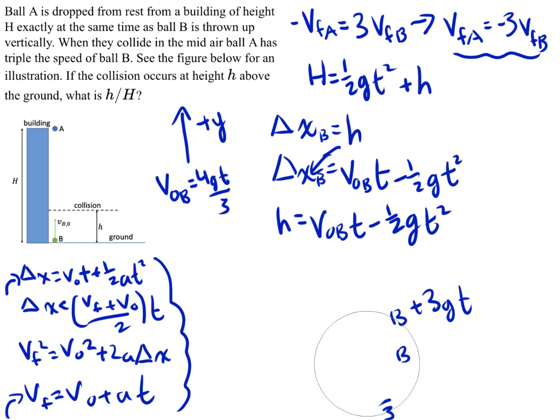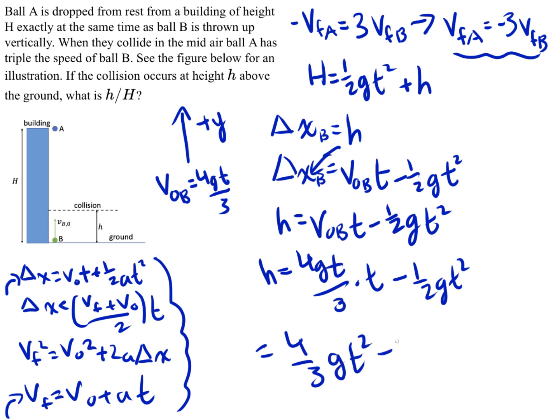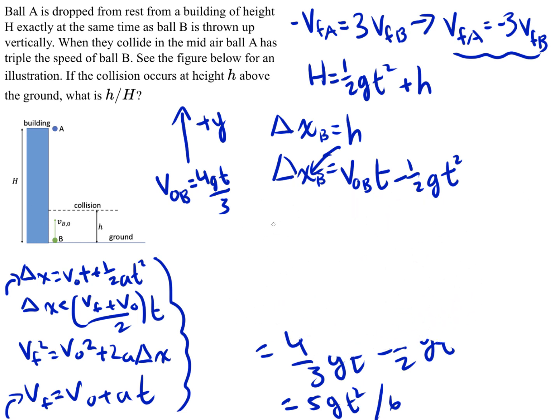And we can plug this expression back in to figure out the little height, h. So h becomes 4gt over 3 times t, don't forget about this t, minus 1/2 gt squared, which becomes 4/3 gt squared minus 1/2 gt squared. And this will give you 5gt squared over 6, or 5/6 gt squared. So after evaluating everything here, we get that the height at collision, little h, is equal to 5gt squared over 6. So that's the first part.